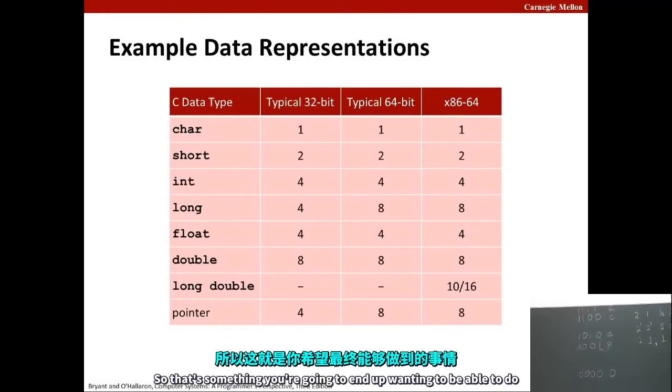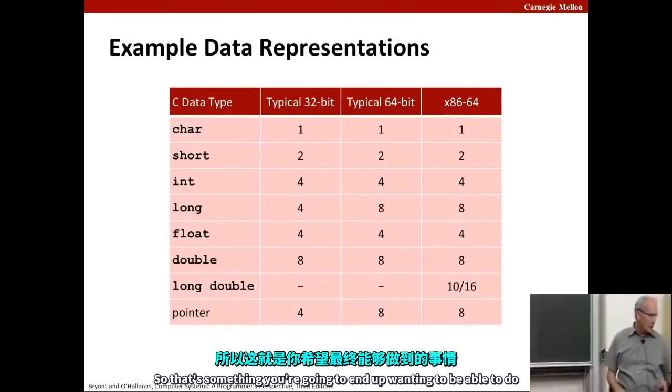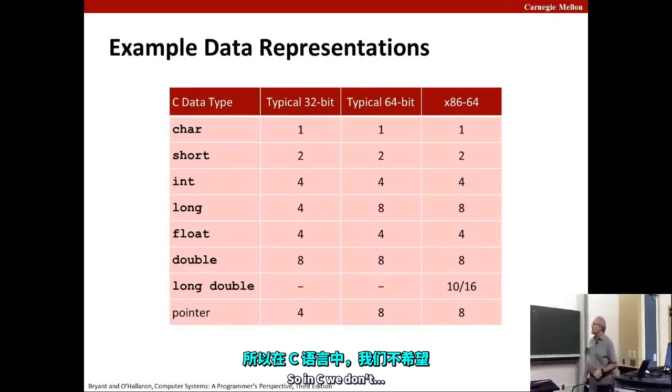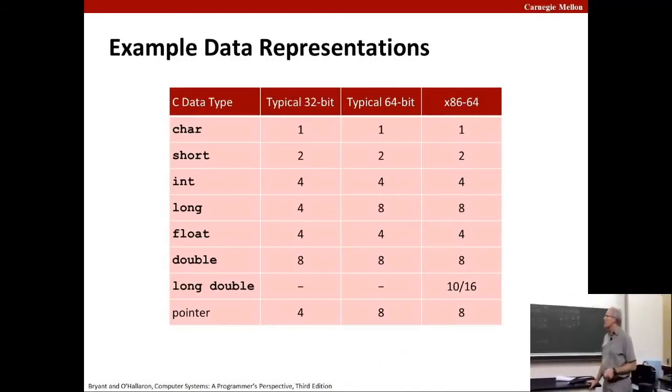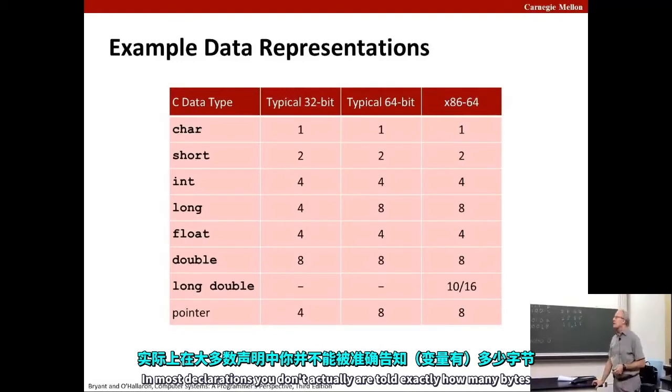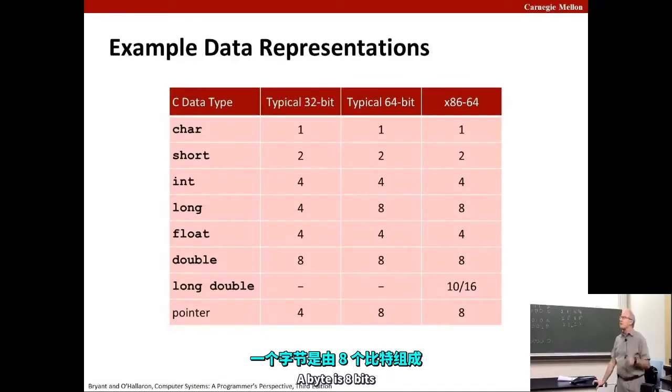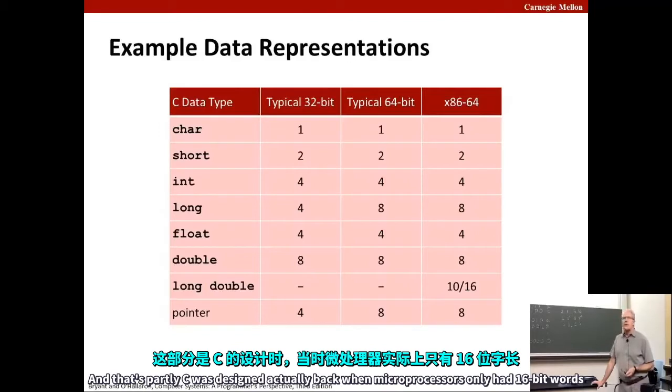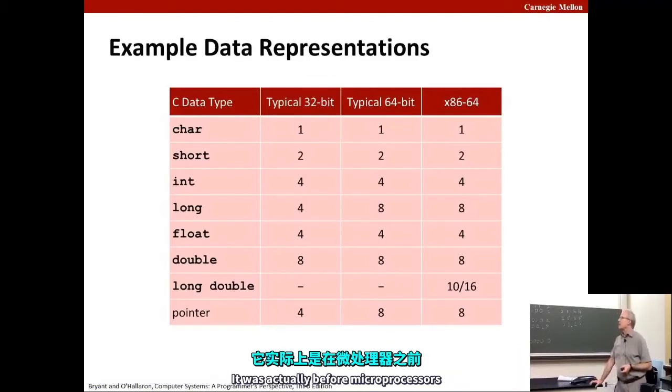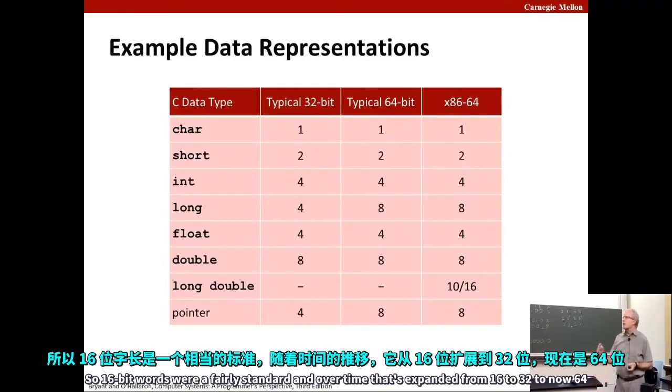So that's something you're going to end up wanting to be able to do. So in C, in most declarations, you don't actually are told exactly how many bytes. A byte is 8 bits. Each data value is represented as. And that's partly because C was designed actually back when microprocessors only had 16-bit words. It was actually before microprocessors. So 16-bit words were a fairly standard thing. And over time, that's expanded from 16 to 32 to now 64.